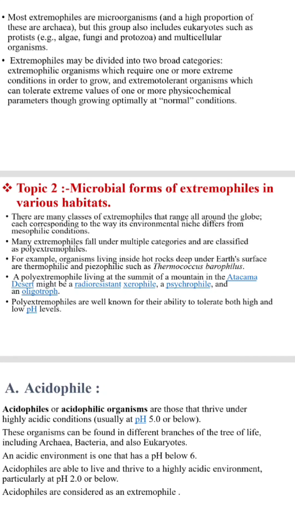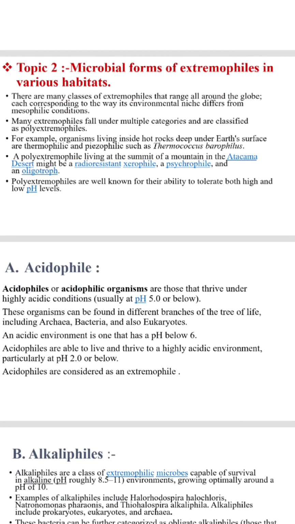A polyextremophile living at the summit of mountains in the Atacama Desert might be a radio-resistant xerophile, a psychrophile, and an oligotroph. Polyextremophiles are also known for their ability to tolerate both high and low pH levels. In microbial extremophiles, there are many classes.